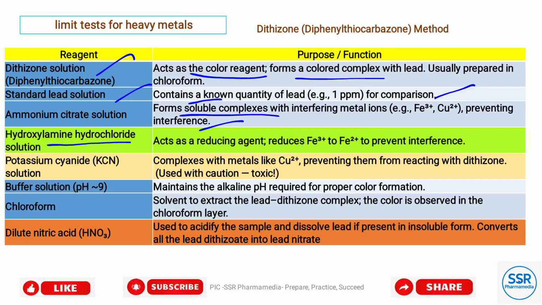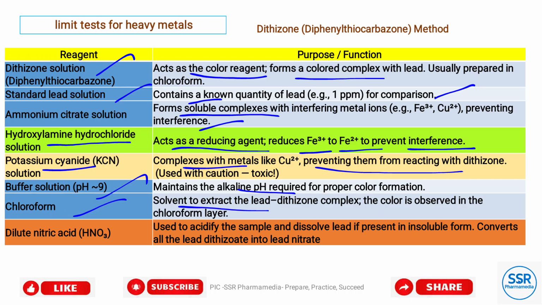Hydroxylamine hydrochloride solution acts as a reducing agent, reducing ferric ion into ferrous ion to prevent interference. Potassium cyanide solution complexes with metals like copper, preventing them from reacting with dithizone. It should be used with caution, as it is toxic. Buffer solution maintains the alkaline pH required for proper color formation.